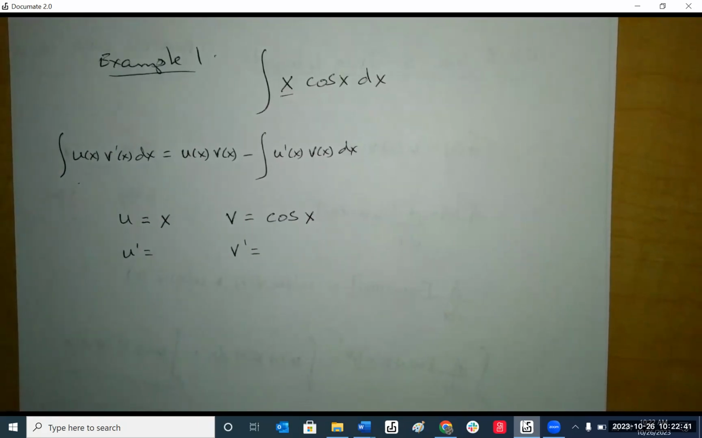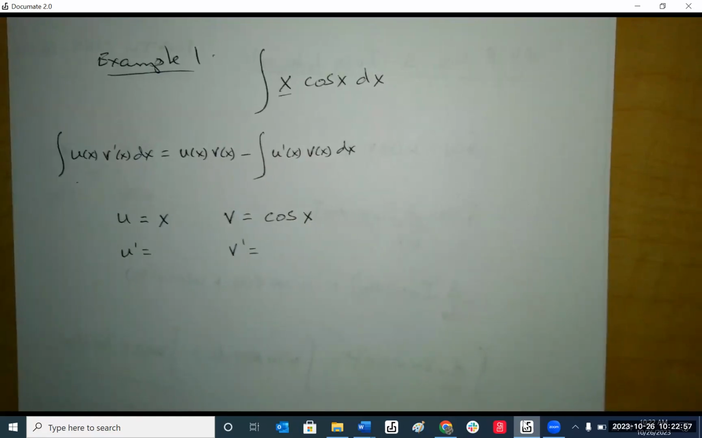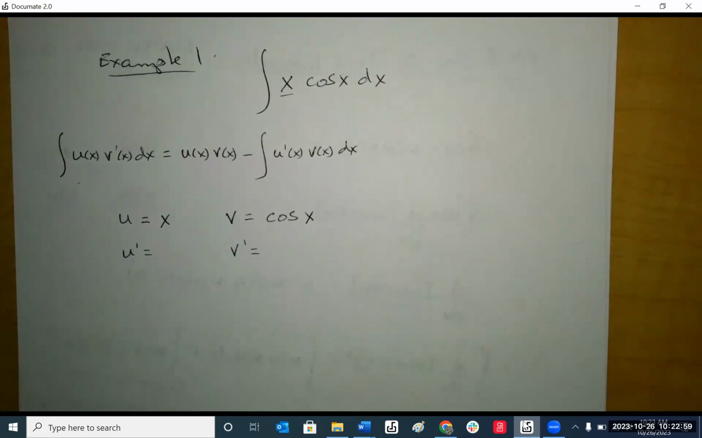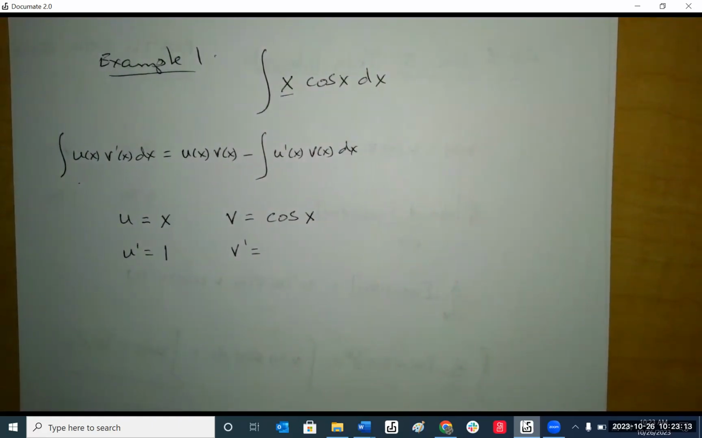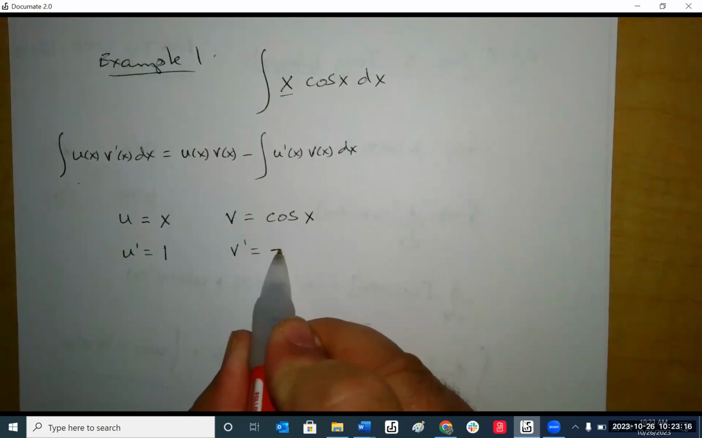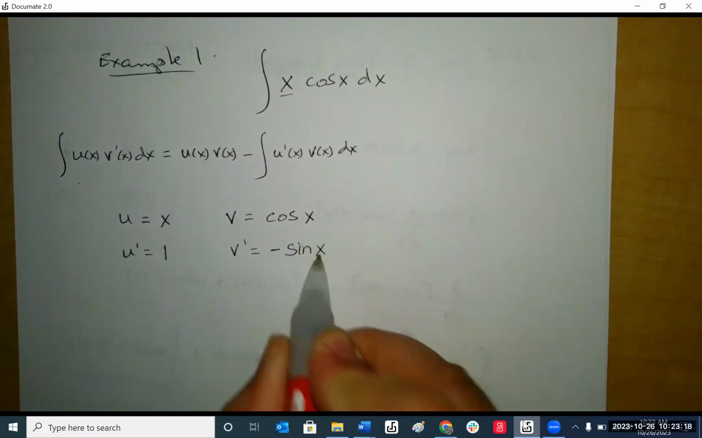Because if we did it the other way, if we made cosine x the u, we can take derivatives forever. We'd never stop. And if x was our integral, we could integrate it, then we get x squared over 2, x cubed over 6, x to the 4th over 24, and it would never stop. So there'd never be an end. We have to set it up so they're easily done, but there's also a finite number of them. The derivative of x is 1. The derivative of cosine is negative sine x.